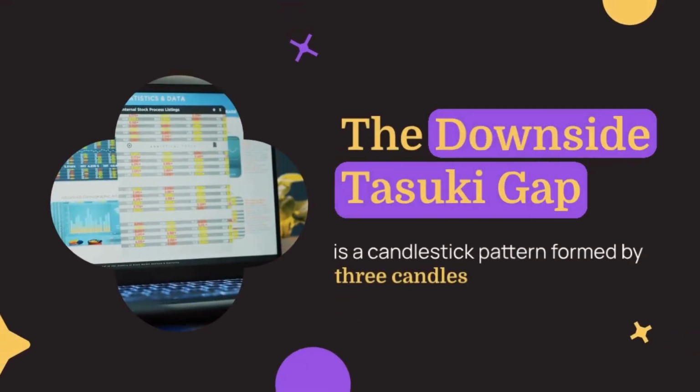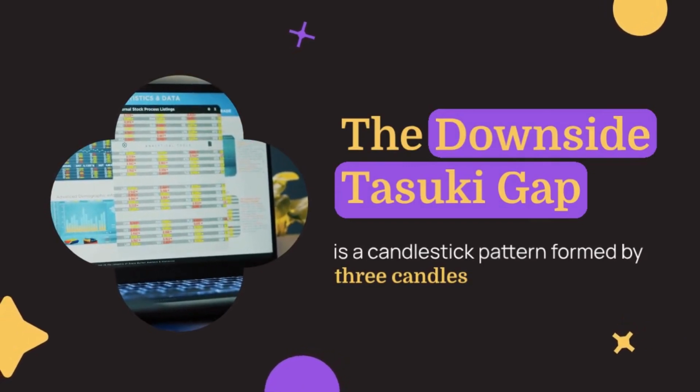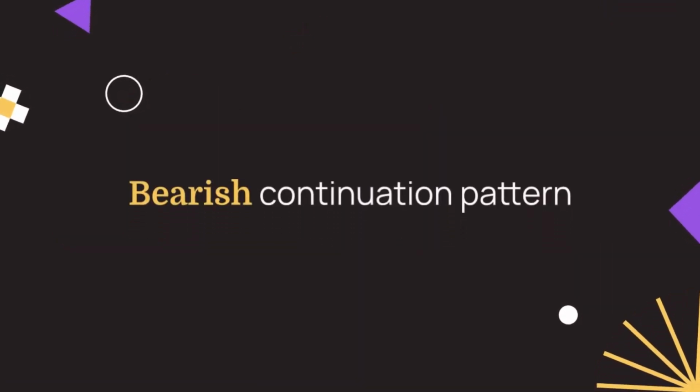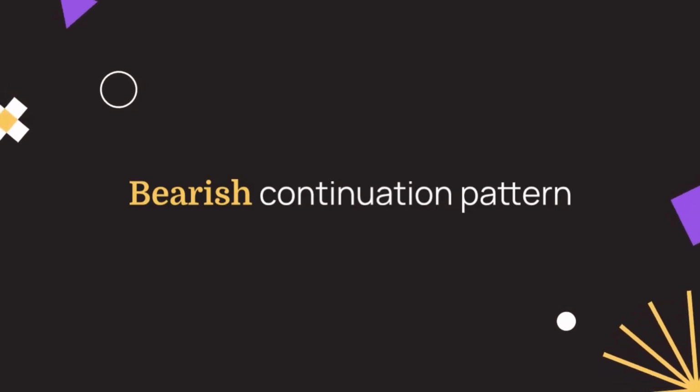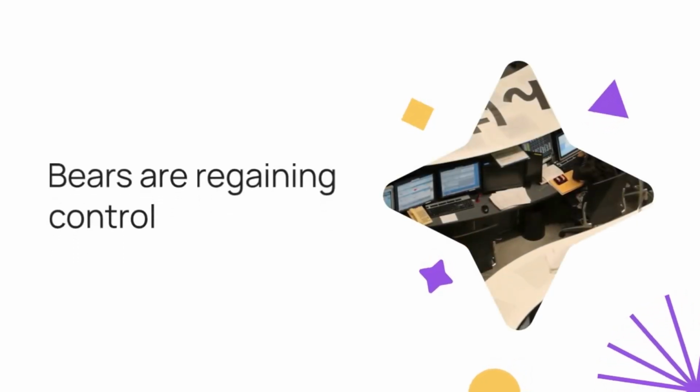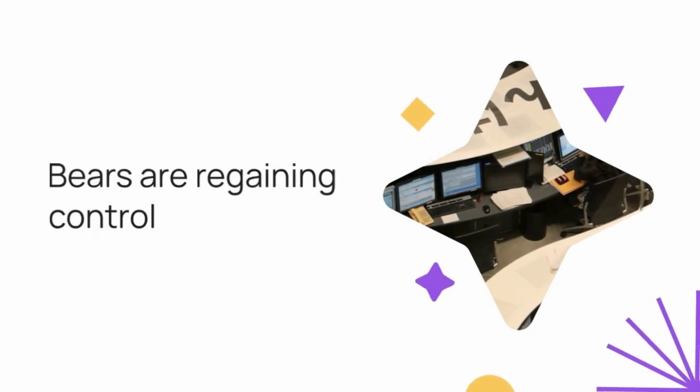The downside Tasuki gap is a candlestick pattern formed by 3 candles. It's a bearish continuation pattern, indicating potential short entry points during a downtrend. This pattern suggests that bears are regaining control after a brief pause in the market.